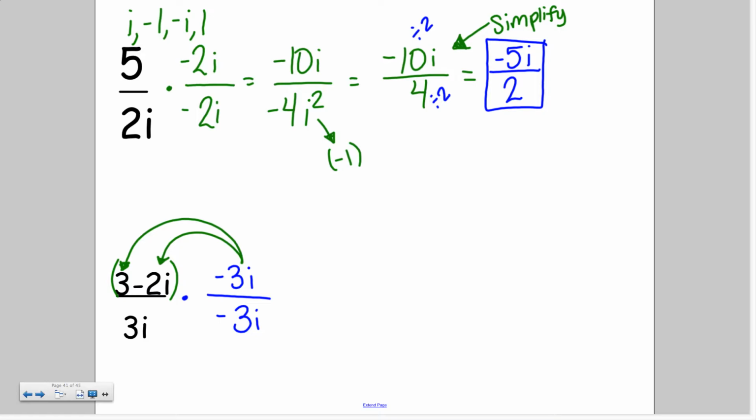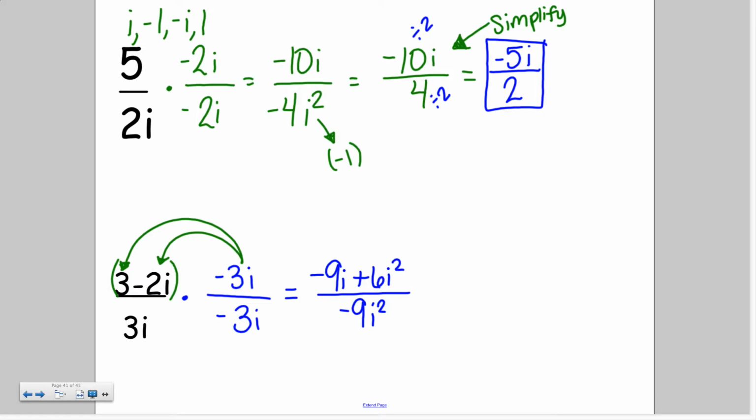So 3 times negative 3i is negative 9i. Negative 2i times negative 3i is a positive 6i squared. All right? Now, 3i times negative 3i is negative 9i squared.